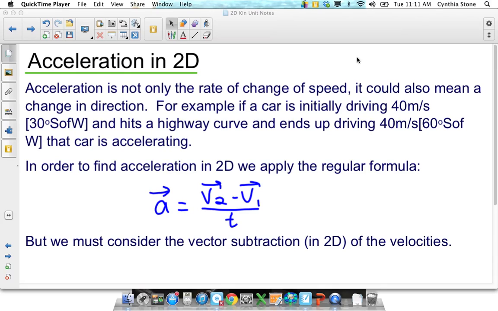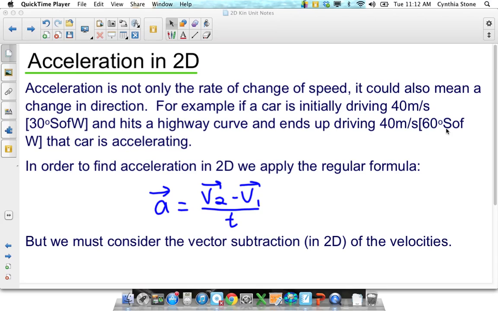In two dimensions, and this is really a review from the grade 11 course, but it's important enough and it's a big topic in this unit. Acceleration is not just a change of speed, it could also mean a change in direction. If you had a car driving at 40 meters per second in one direction and it hits a curve, it doesn't change its speed but ends up driving 40 meters per second in a different direction, there's still an acceleration and there's still a calculation to be done.